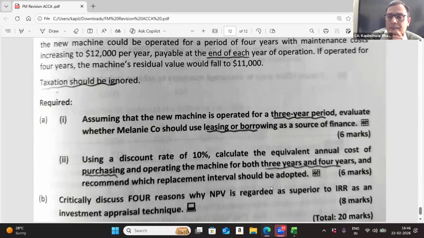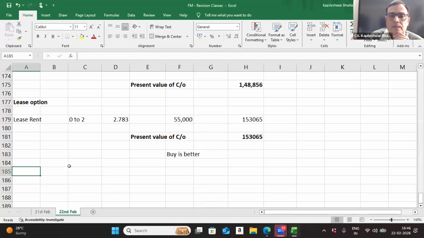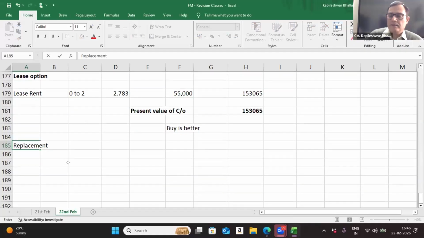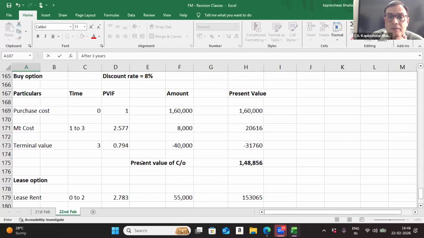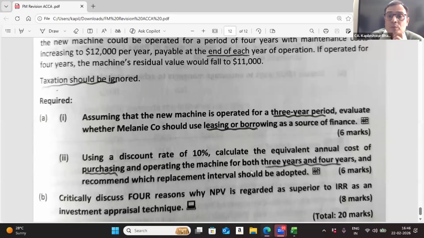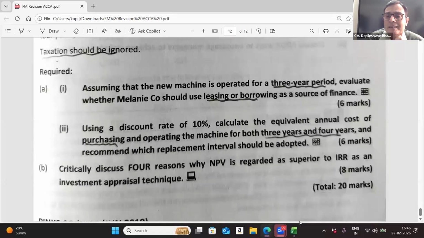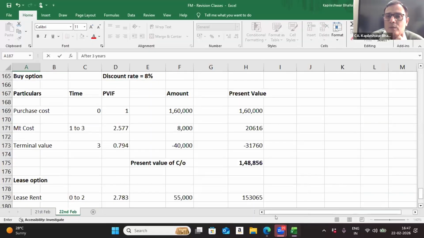So I think the 3 years data is already there with me. So let's now consider the replacement part. We've got two options. One is that we replace after 3 years, and the other one is we replace after 4 years. So can we take this data, what we have computed above, for the purpose of our calculations? What do you say? When it says using a 10% discount rate, can I use this particular data I've done above?